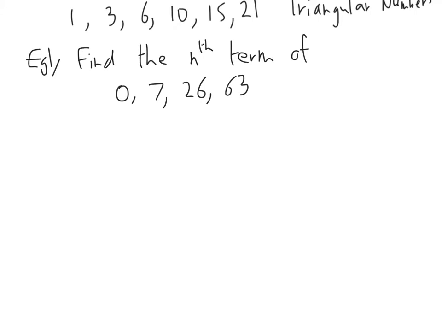Example 1, find the nth term of 0, 7, 26, 63. My first step would be to find the differences and see if we can find a connection there. We're adding 7 the first time, then 19 the second time, and then 37 the next time. So that isn't overly helpful. There isn't a connection between the 7, 19 and 37 that's quite straightforward to see. It doesn't go like add 2 and then add 2 more.